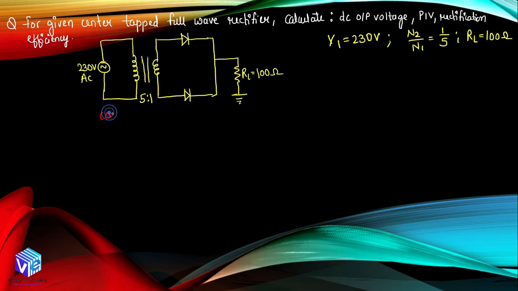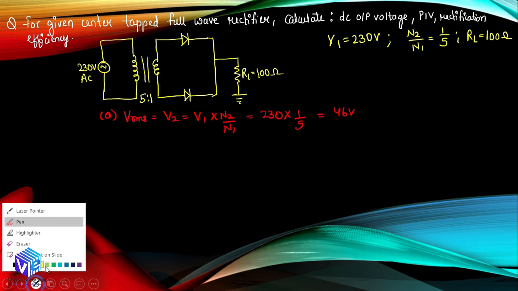So let's find out the DC output voltage, which can be found out from the VRMS. VRMS can be calculated simply as V2. We know the transformer equation. According to the transformer equation, V2 upon V1 is equal to N2 upon N1. So V2 will be equal to V1 into N2 upon N1. Putting V1 as 230 and N2 upon N1, we get 230 into 0.2, which is equal to 46 volt.